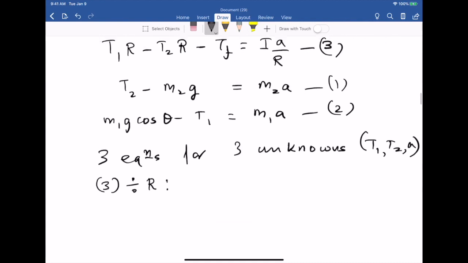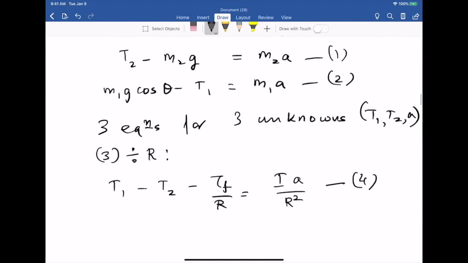That gives us T1 minus T2 minus tau F divided by R is equal to I A divided by R square, right? And let's call this equation 4. So notice that equation 4 doesn't have the problem that equation 3 had, which is that the variables T1 and T2 were multiplied by R. We got rid of that problem. So now we can add equations 1, 2, and 4. And what does that give us?